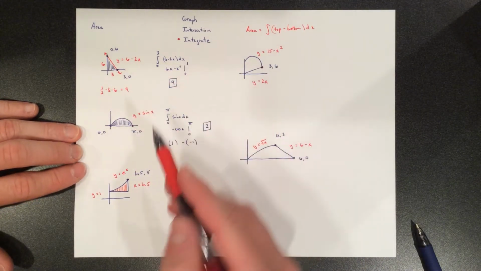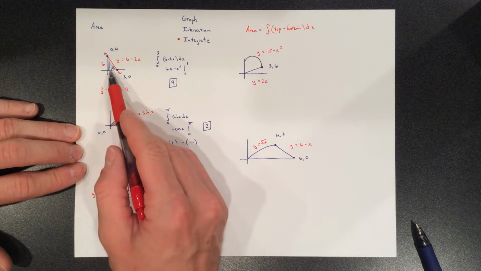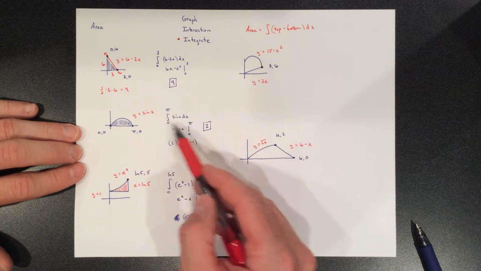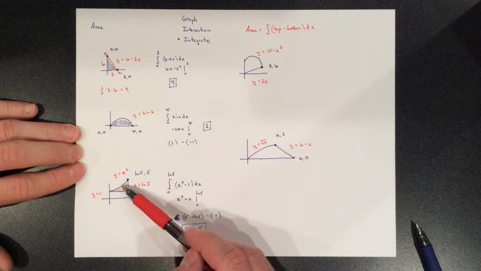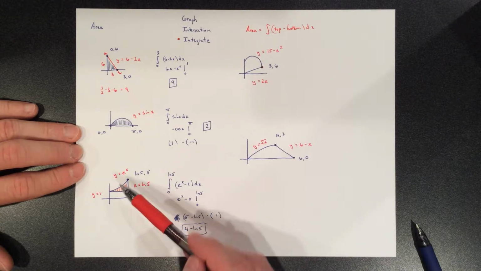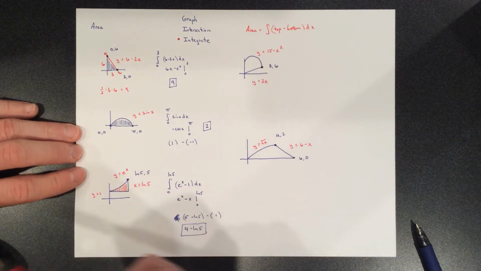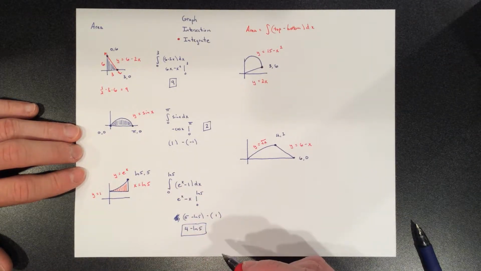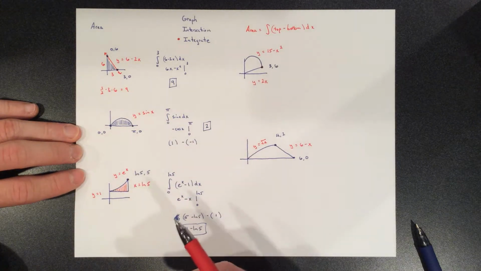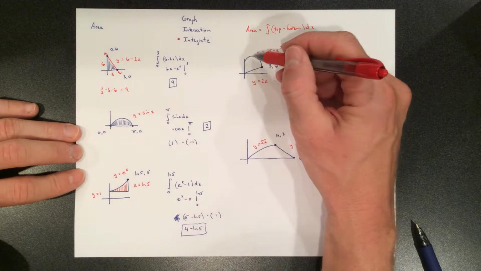Top curve minus bottom curve. Now the bottom curve was just y equals 0. So you don't see it in these problems, but it's there. We always want this height. Well, this height is always this curve minus this curve. It doesn't matter that you're in the first quadrant, third quadrant, fourth quadrant. It doesn't matter where you're located. If you take top minus bottom, you're always going to get this distance.